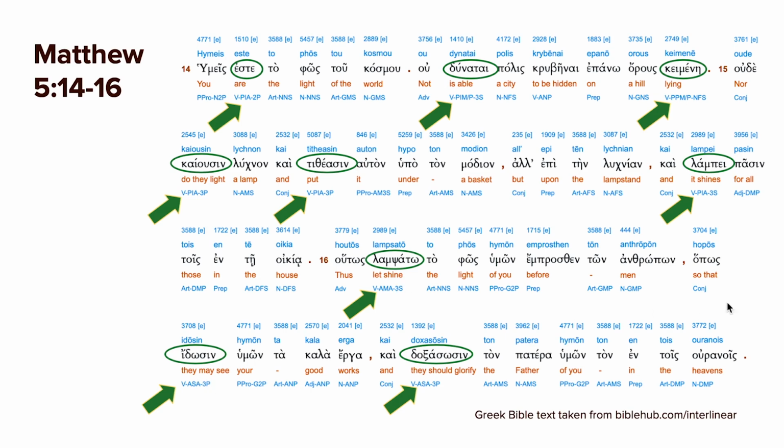And then so that is going to be followed by what we call the subjunctive mood. And that's kind of more when something's not actually true and you just hope it's true. In this case, it's not hoping, it's basically claiming that if you do this, then this will happen. So idosin, and then doxasosin is another subjunctive. So that's another thing that kind of follows the conjunction hopos.